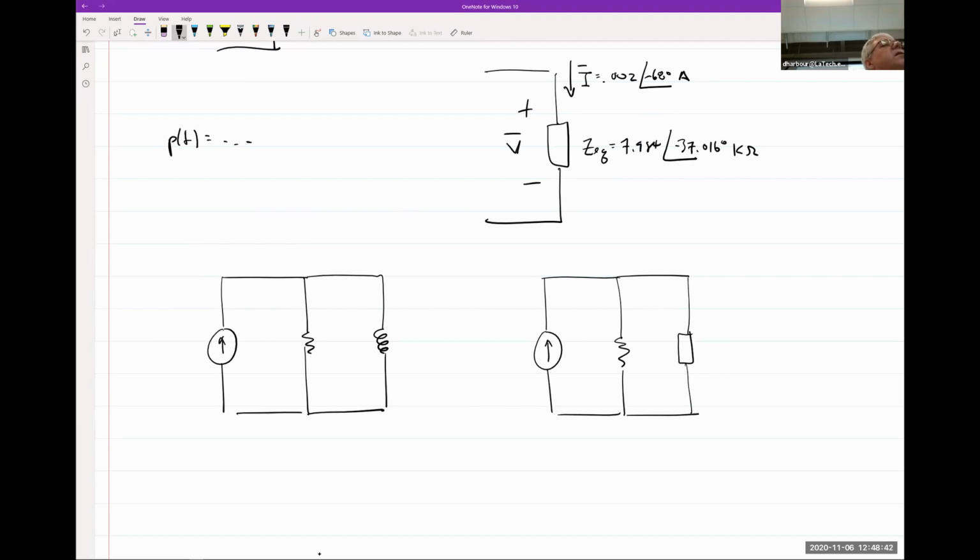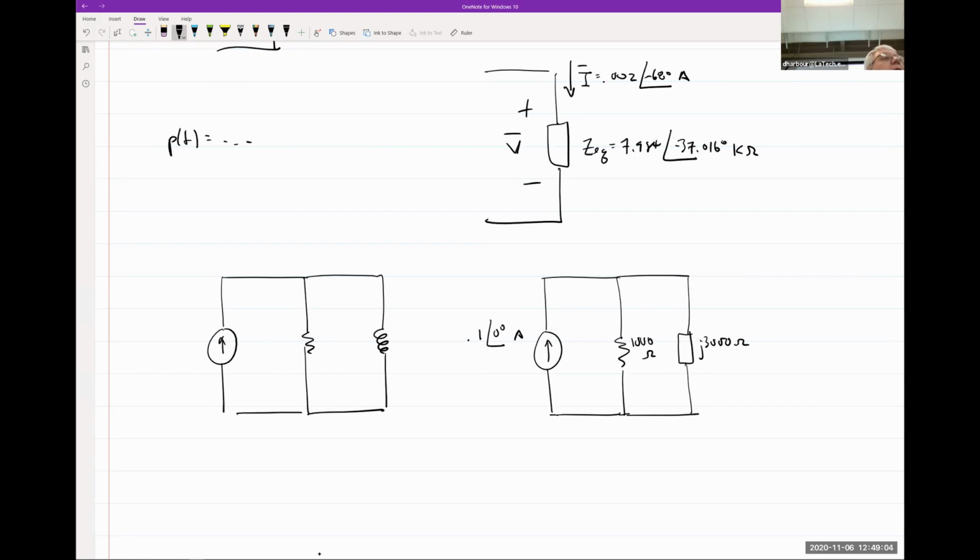They told us this one, the cosine function for the current. So it's 100 milliamps, so that's 0.1 at 0 degrees amps, in parallel with a 1000 ohm resistor, in parallel with a 15 millihenry inductor. This is the one that's at 200,000 radians per second. So this is j3000 ohms.